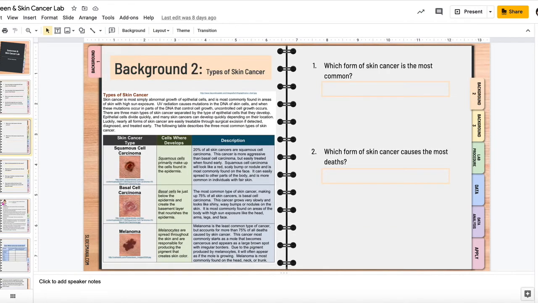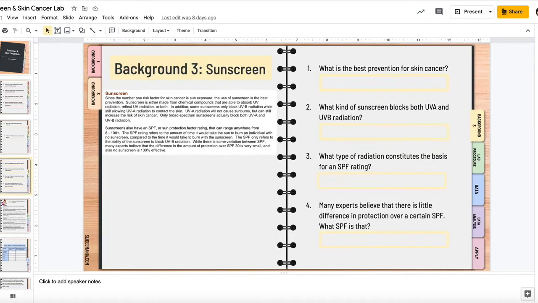Our background part 2 is looking at the types of skin cancer, which we talked about earlier this week on Tuesday. So you have a little intro here and then some information about each of the types of skin cancer. You have 2 questions to answer. Again, the answers to these questions are found directly on that page. On your next page in your lab notebook, you have background about sunscreen. And again, with these 4 questions, the answers should be coming right from this reading for you.